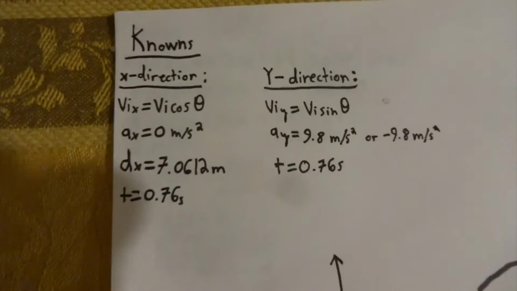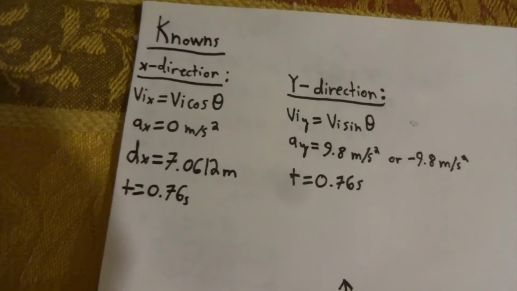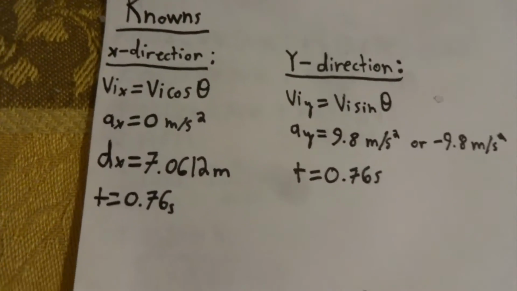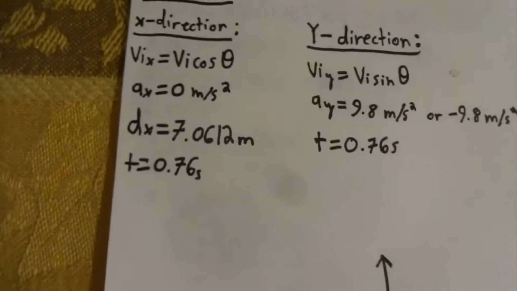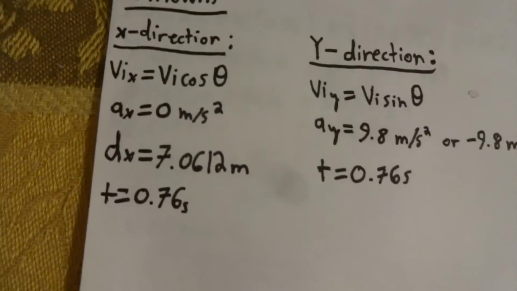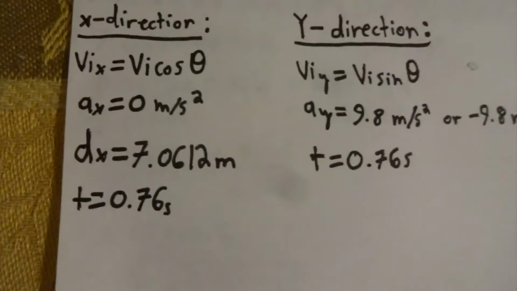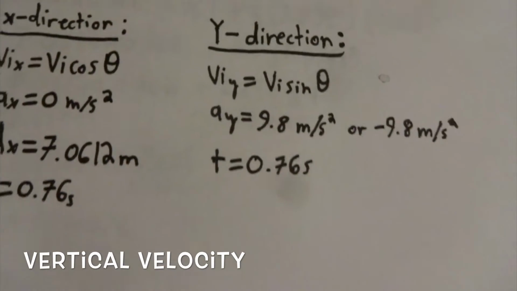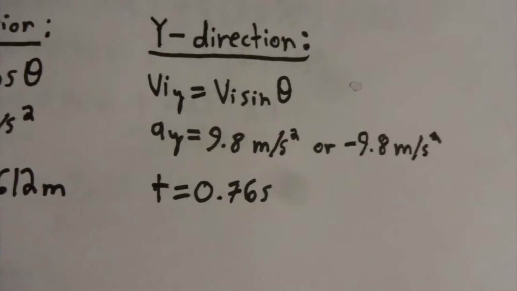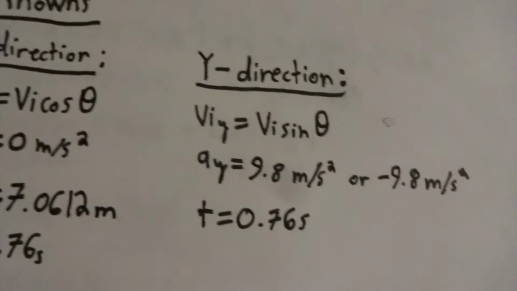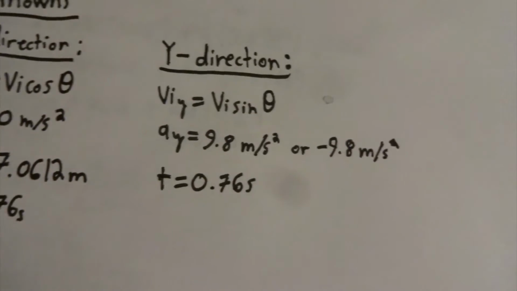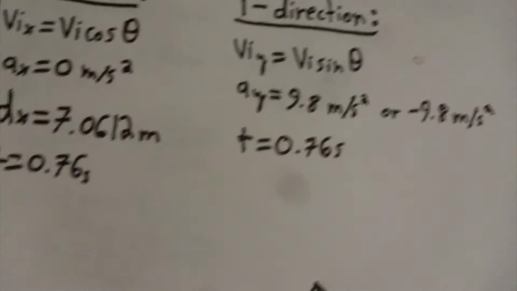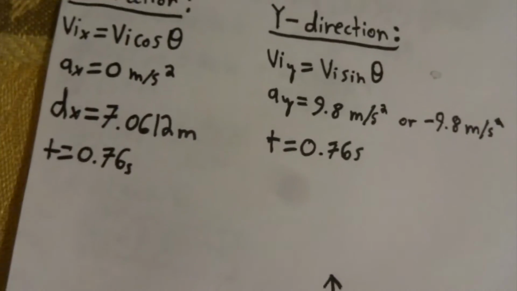The x direction has the horizontal velocity, the horizontal acceleration, which is 0 meters per second squared, the horizontal distance, which has been stated earlier here, and the time, which is not horizontal or vertical. The vertical direction, however, has the vertical velocity. It has the vertical acceleration, which can be either 9.8 meters per second squared or negative 9.8 meters per second squared, depending on whether the object is rising or falling. And the time, yet again, is 0.76 seconds.